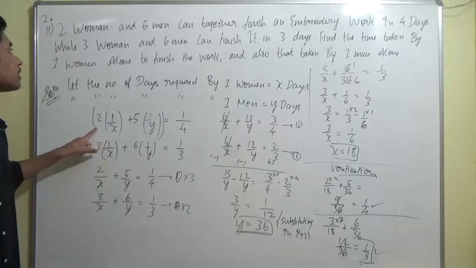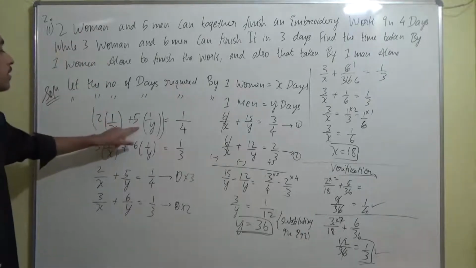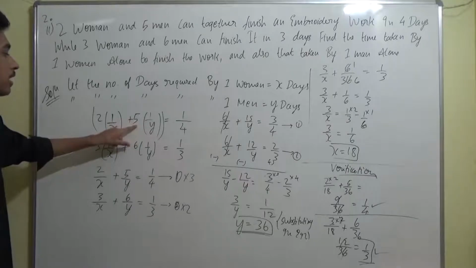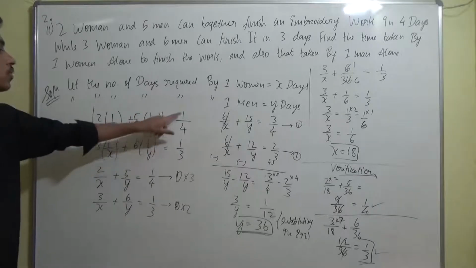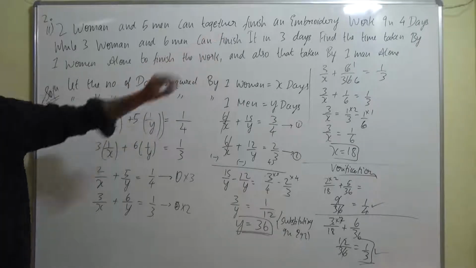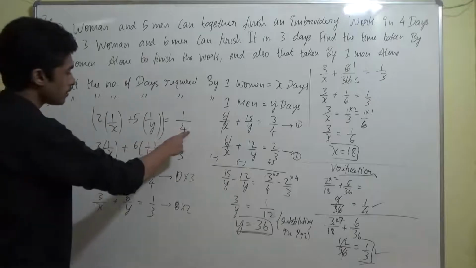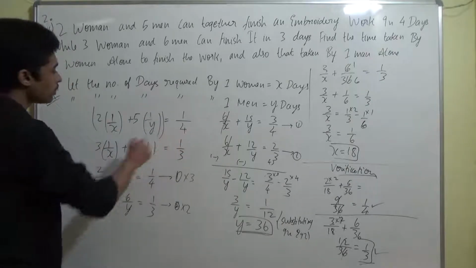But how many women were there? It's not one, right? There were 2 women, so it is 2. And for men, there were not one man, there were 5 men, so that equals to 1. Getting it? But this whole into 4, because they are doing it in 4 days, that will be equal to 1. And then what happens? The 4 comes down here. Getting it? First it was here, then we brought it down here.